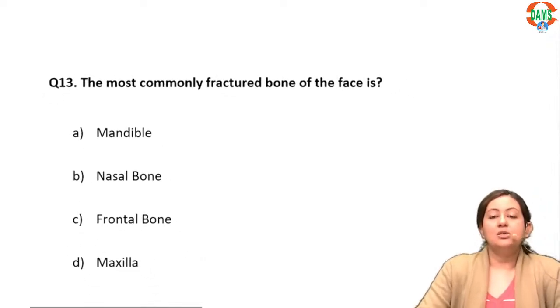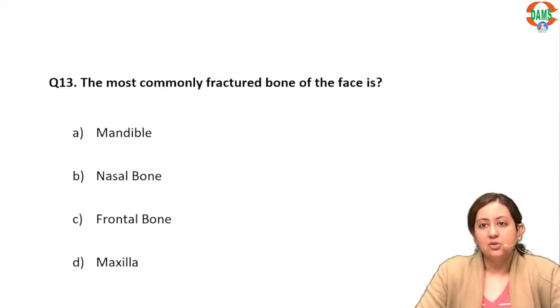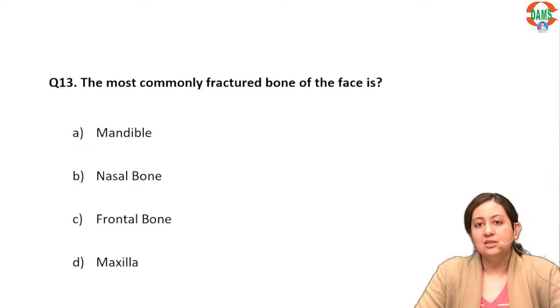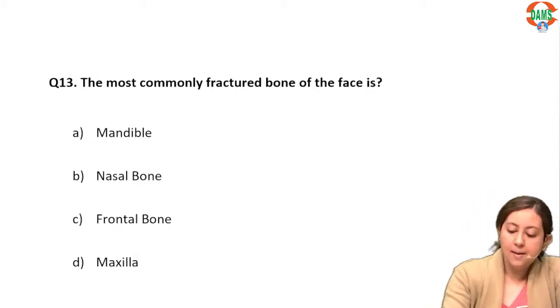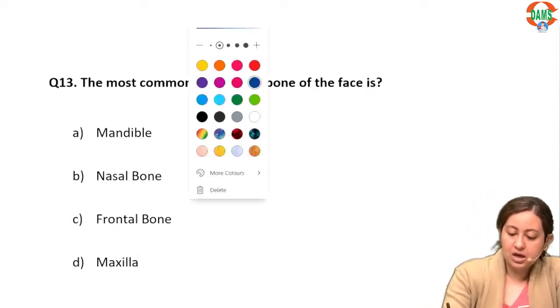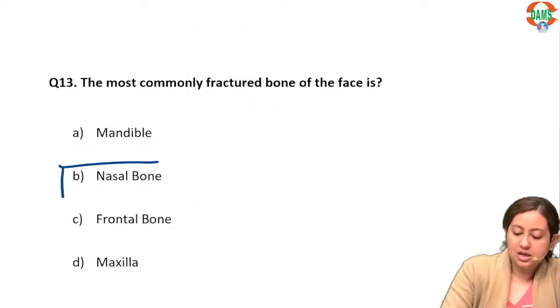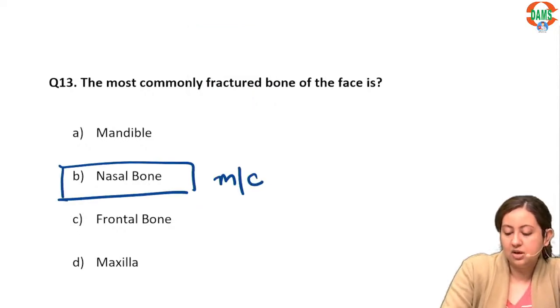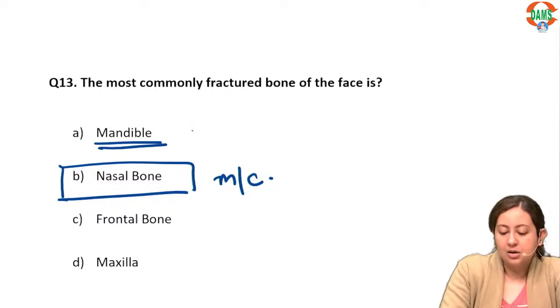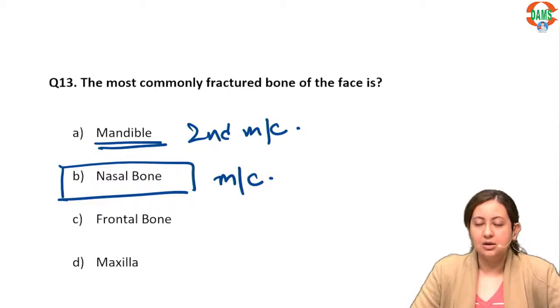Okay. Question 13. The most commonly fractured bone of the face is: option A mandible, option B nasal bone, option C frontal bone, option D maxilla. So the answer here is nasal bone. This is the most commonly fractured bone, and the mandible is the second most commonly fractured bone of the facial skeleton.